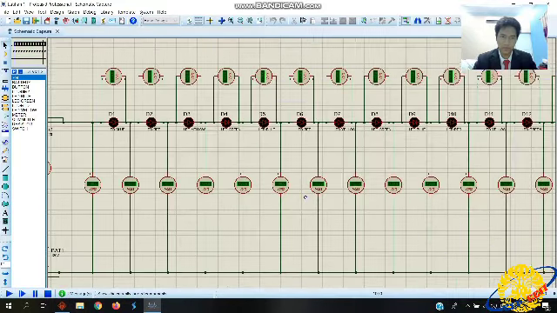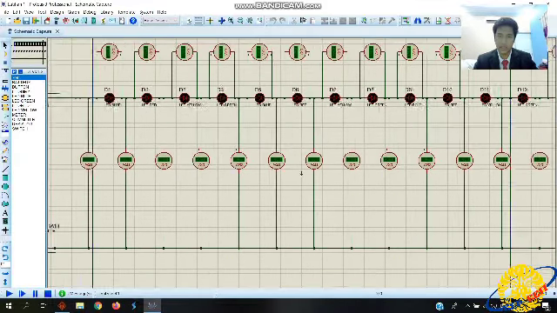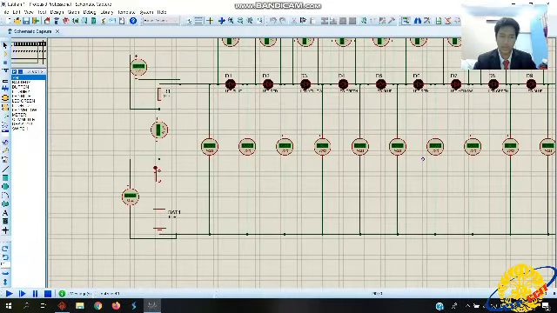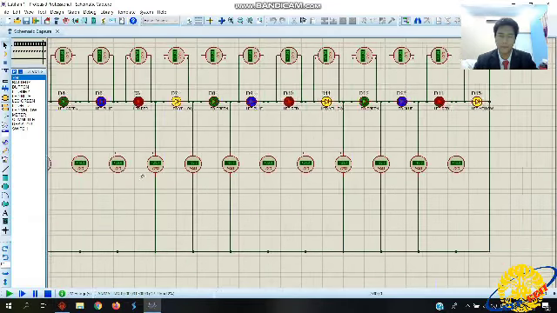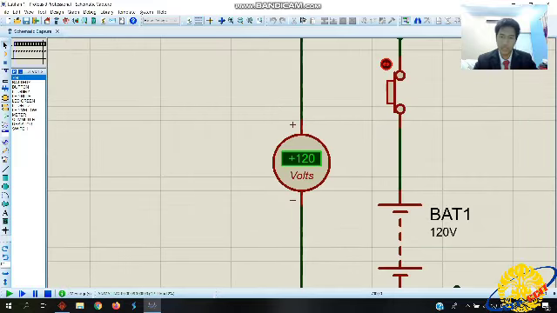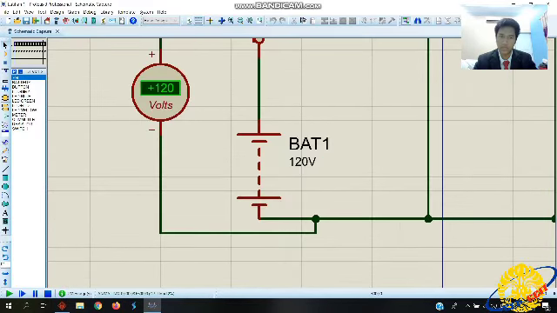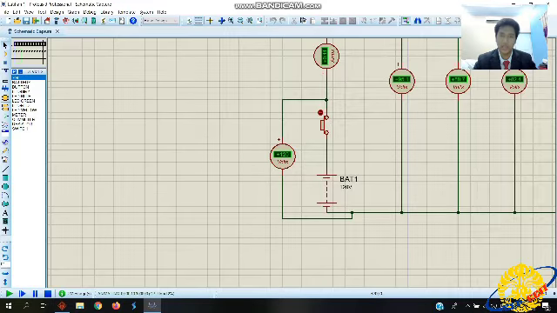Now if we run this electronic circuit, we expect that every single LED will be turned on. So let us run this and push this button. Now every LED has been turned on. What this voltmeter does here is to measure the battery. The battery shown is 120 and the volt is 120, which is accurate.